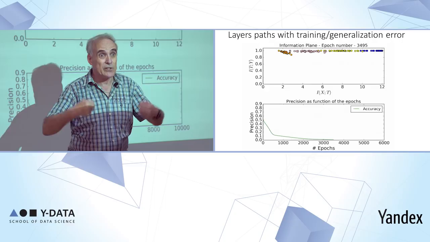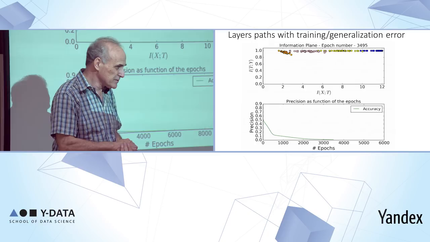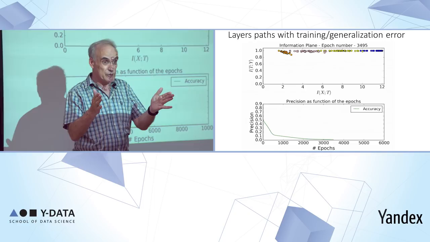Most people actually say this is a myth. You can hear it from a lot of theoreticians: stochastic noise doesn't help you. Actually, no, it does help you. So look, what happens in stochastic gradient descent? What do we do? I'm sure you know that. We divide the training data into mini batches.